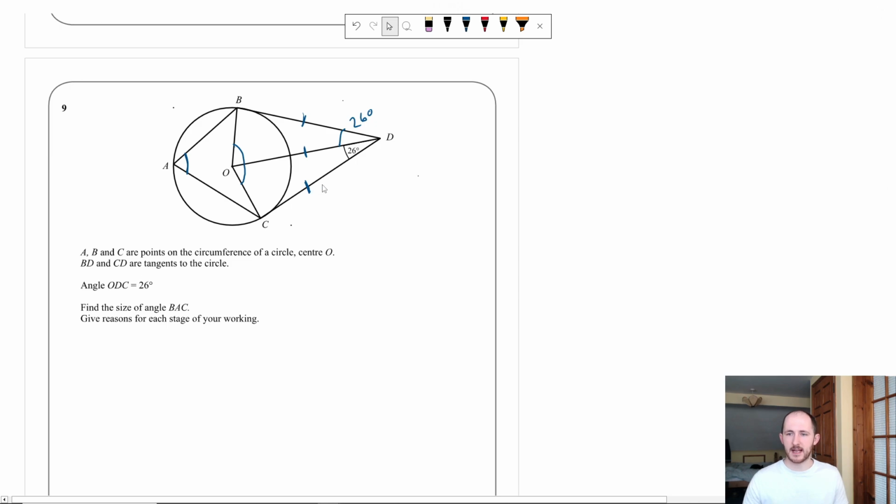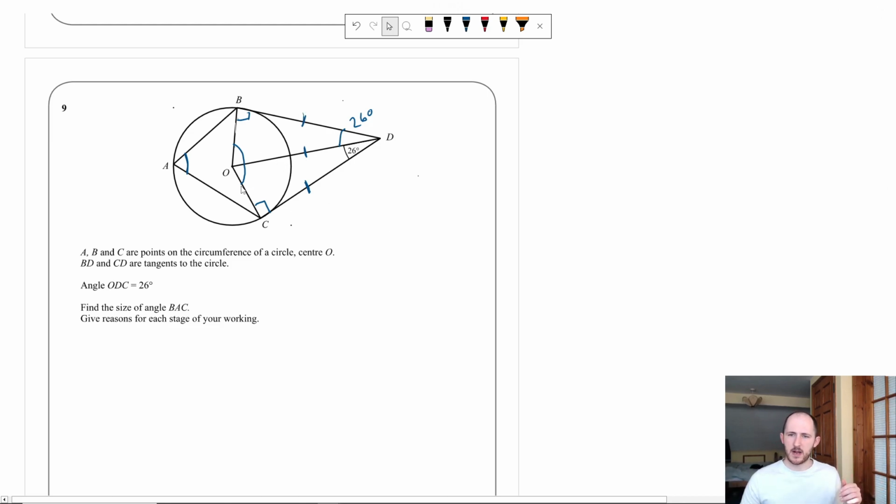Technically, you can also use SAS. In fact, this is SAS, not ASA. The reason why I was saying ASA is also because these meet at 90 degrees, which means you can also use RHS. So don't forget, when you use congruency, all of the congruency criteria are true at the same time because they are the same. So we have SAS because we have two sides and the angle between them. We have ASA because of the two angles and the side between them. And lastly, we have RHS, so a right angle triangle, hypotenuse being shared and one side being the same.